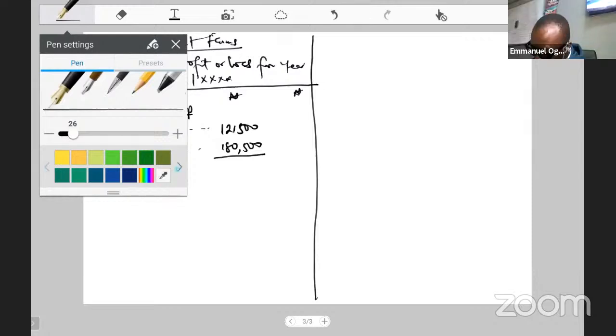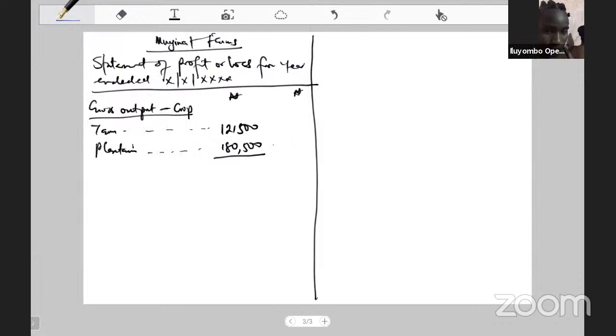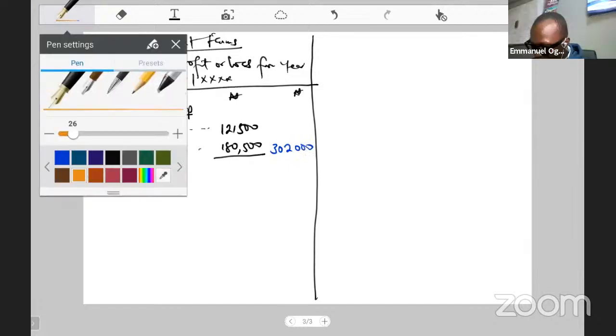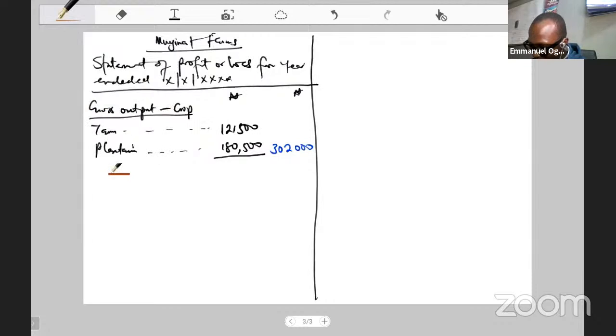It will give me what, class? 302,000. So in that case, I now need to calculate my direct cost. So I now need the direct cost for crop. From our question, what are the direct costs? I'm going to my question. And I think you all screenshot the question, but I can also share it for those people that were not around.